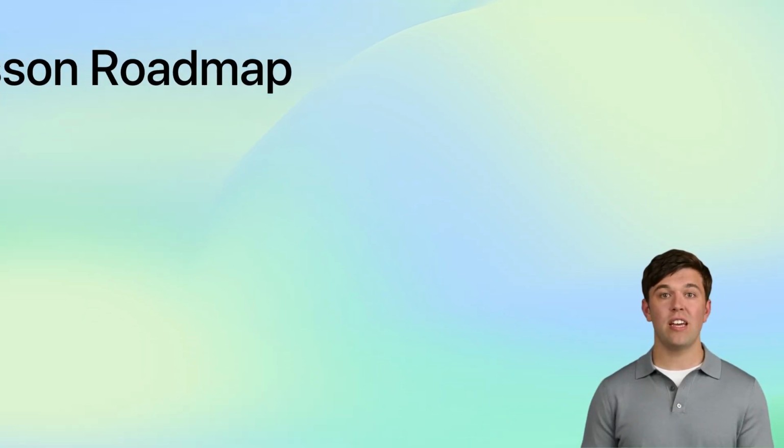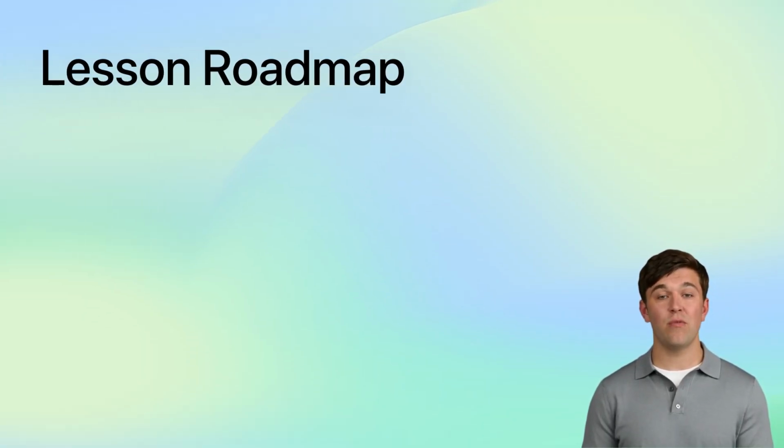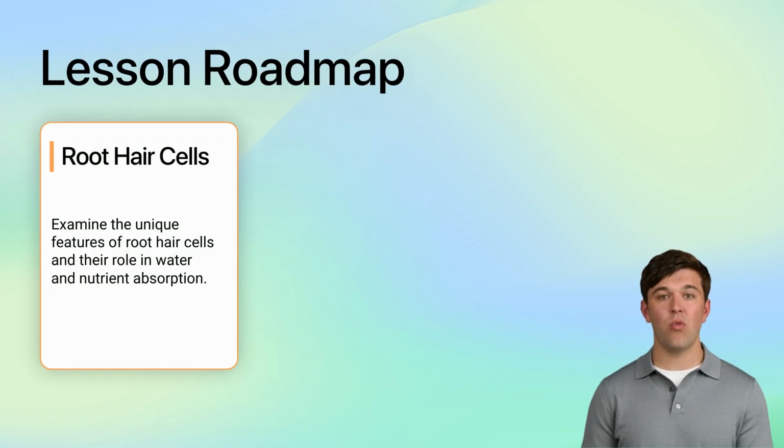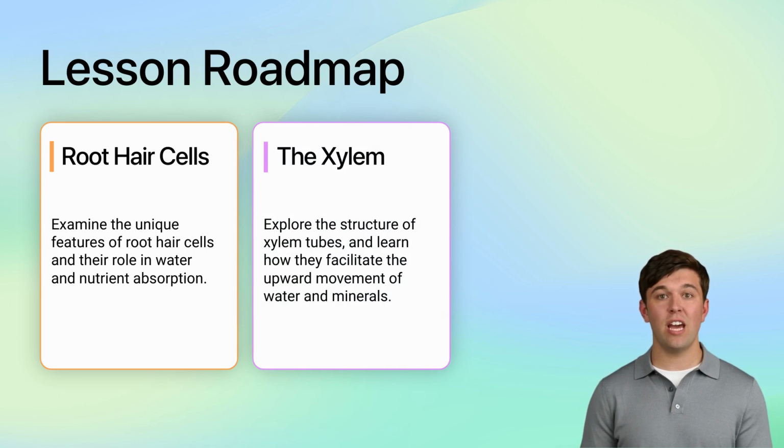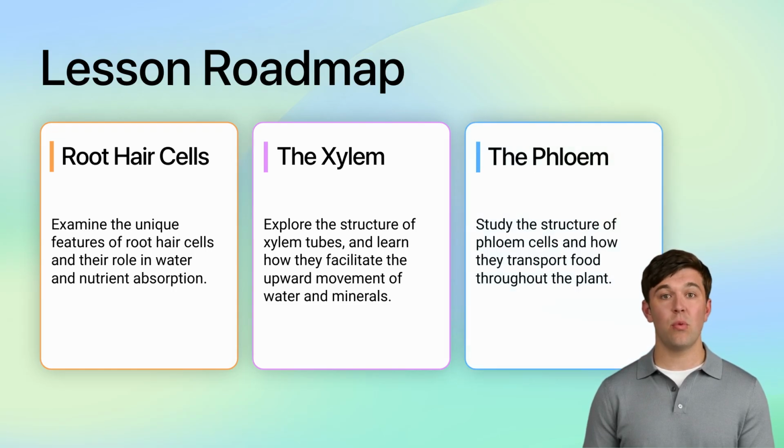In our lesson today, we will examine the unique features of root hair cells, as well as their role in water and nutrient absorption. We will then explore the structure of xylem tubes and learn how they facilitate the upward movement of water and minerals. Additionally, we will study the structure of phloem cells, as well as how they transport food throughout the plant.